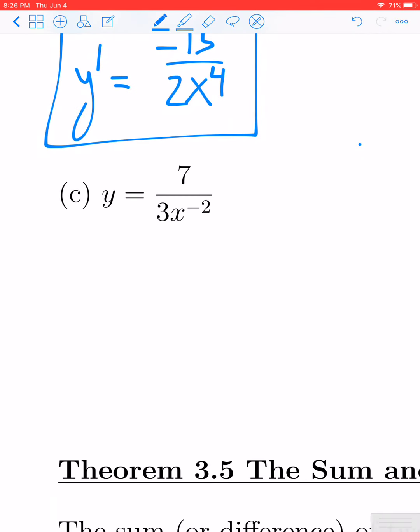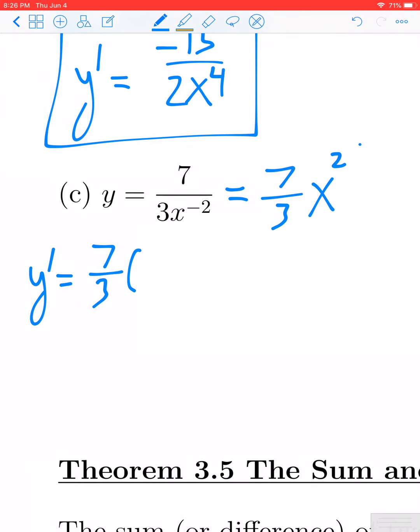Here we have y equals 7 divided by 3x to the negative 2nd power. We can again rewrite this. Let's bring the x out of the denominator. That's forming the reciprocal, so that's going to change the sign of the exponent. So this function y is equivalent to 7/3 x squared. We can now go ahead and apply our derivative rules. Y prime is going to be equal to 7/3 times the derivative of x squared, which is 2x. So we get 14/3 x.